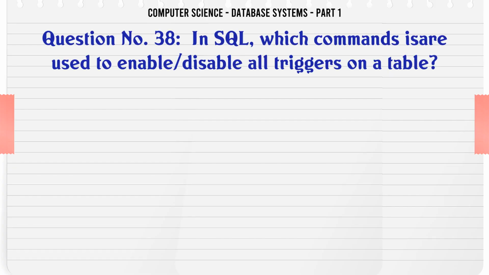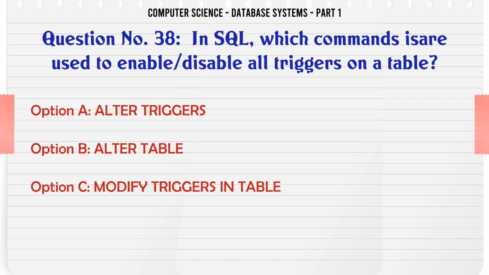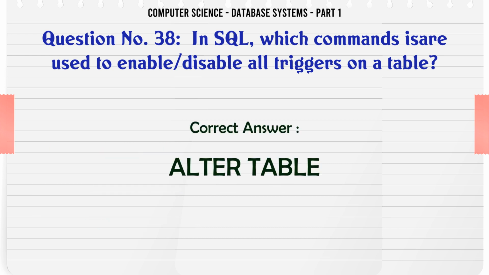In SQL, which commands are used to disable all triggers on a table? A, alter triggers. B, alter table. C, modify triggers in table. D, all of the above. The correct answer is alter table.